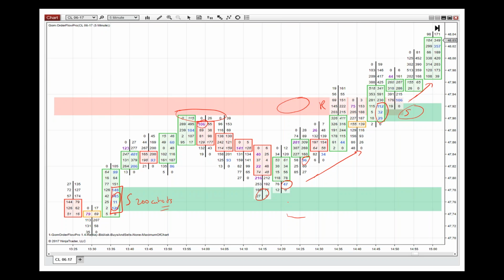For the imbalance, what if the denominator is 0 or very low? If the denominator is 0, then I think that we always have an imbalance, like here. You see, this is 0, so we have an imbalance.